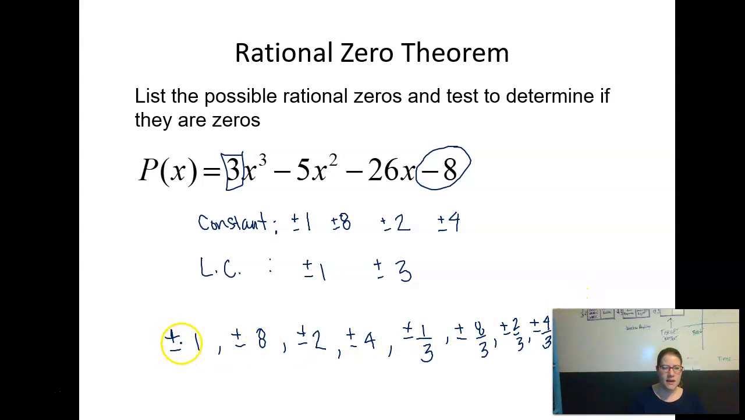Then you would need to go ahead and start checking to see which ones are actually zeros. And again, on your assignment, you don't have to find all of them that are rational zeros or that are actual zeros. You just need to test until you find at least one.